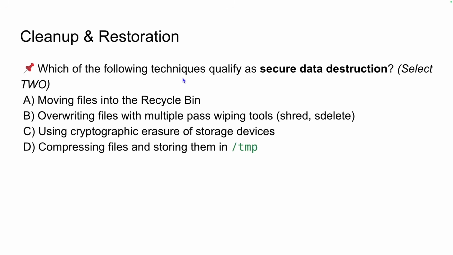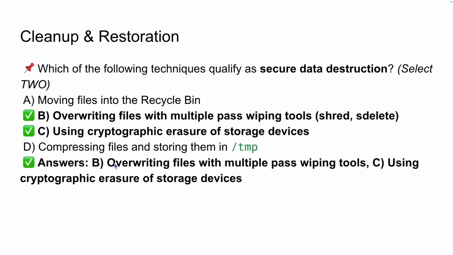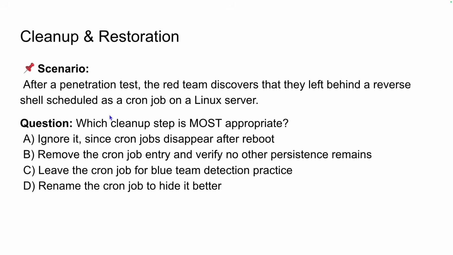Which of the following techniques qualify as secure data destruction? Moving files into the recycle bin is not secure data destruction. So A is not the answer here. Overwriting files with multiple pass wiping tools, shred and sdelete. So B is the answer here. Using cryptographic erasure of storage devices, that's also an answer. Compressing files and storing them in temp is not secure data destruction. So it would be B and C in this case. B seems to be one of the most consistent answers.